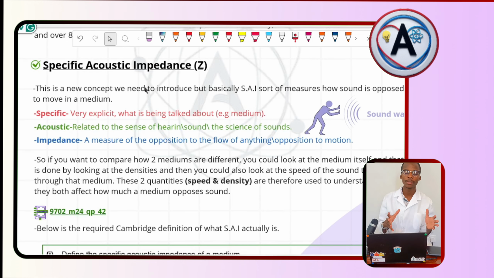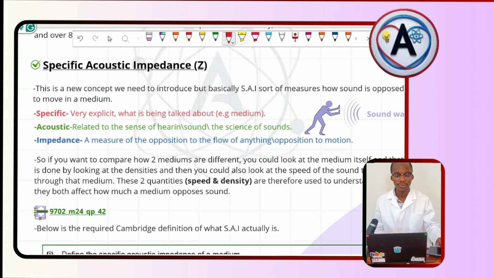Okay, the first concept we're going to explore is known as specific acoustic impedance. If you've never heard of this before, or if you've done this topic before, you've probably heard of it. It's a bit of a recap. But this is a concept that we need to introduce. Basically, specific acoustic impedance consists of three words: specific, acoustic, and impedance.